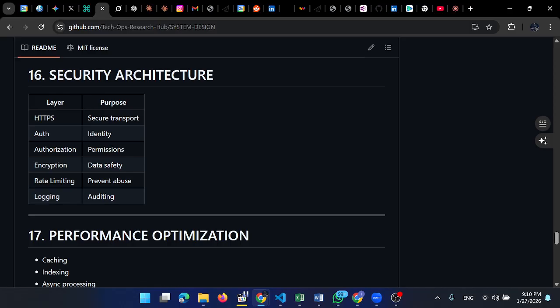Then we have auth, which helps you focus on identity. Identity means, are you trying to authenticate the payment section, the gateway, depending on how you have structured your system. And then we have authorization, where we're looking at permissions. Then encryption, where we're looking at data safety. Then rate limiting, to prevent abuse. And then logging, for auditing. So these layers and these purposes all align together.